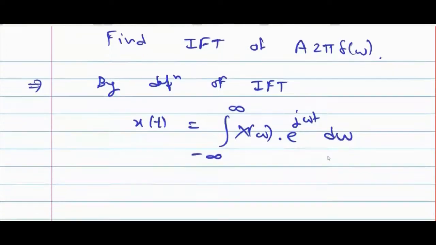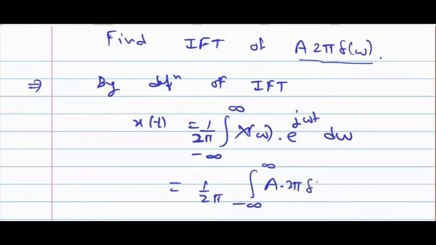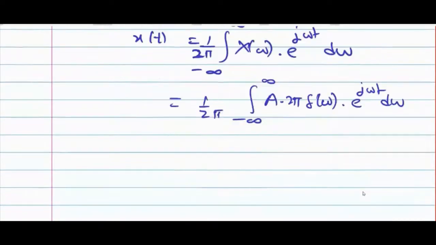Now what is X of omega given? A into 2 pi delta omega. Sorry, the definition of inverse Fourier transform is 1 upon 2 pi. Don't forget this 2 pi in the inverse definition. So now what is your X of omega? A into 2 pi delta omega. Substitute here. So 1 upon 2 pi integration minus infinity to infinity A into 2 pi delta omega into e raised to power j omega t d omega. Then A 2 pi is a constant, take it outside, 2 pi cancel.